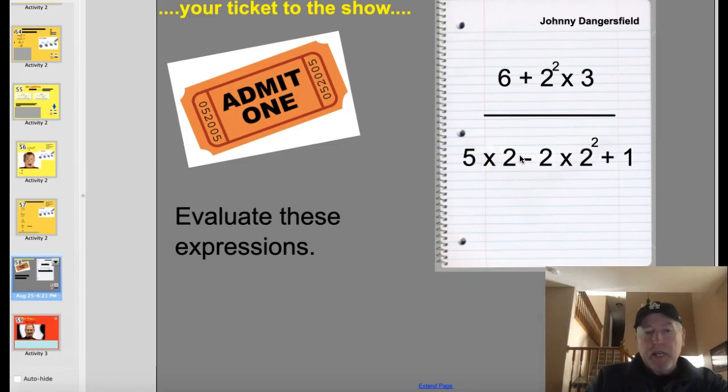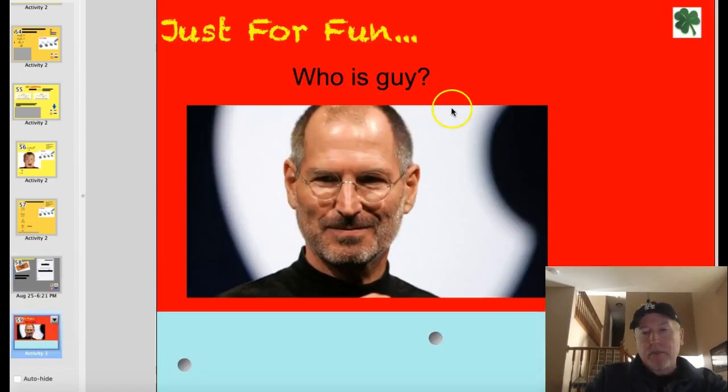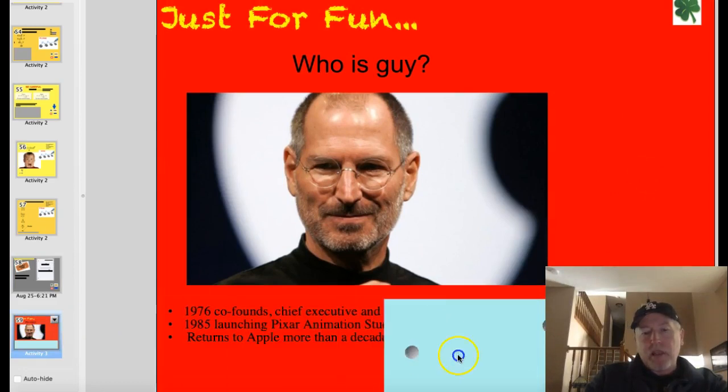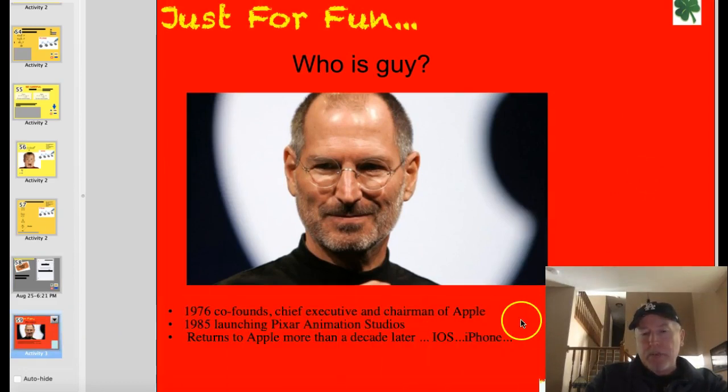All right. And the trivia question. Who is this guy? Well, this is Steve Jobs. Steve Jobs, just one of the amazing people. Unfortunately, he passed away not too long ago. But Steve Jobs co-founded and was chief executive chairman of Apple. Yeah, he's the Apple guy. Also, in 1985, he launched Pixar Animation Studios. And then he returns back to Apple after that and comes up with the iOS system and the iPhone.